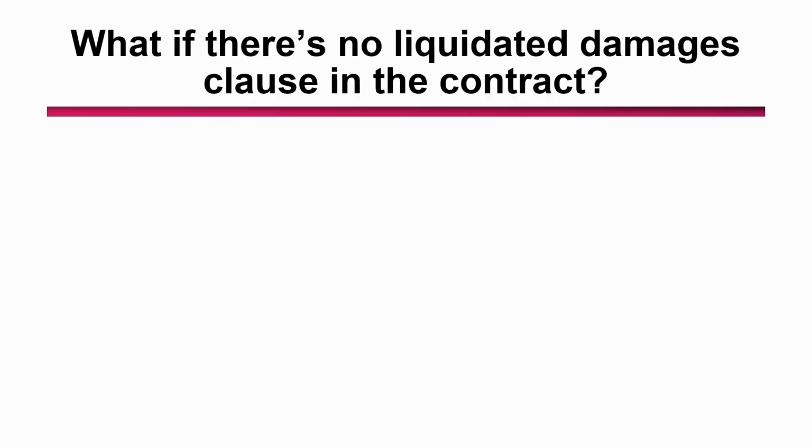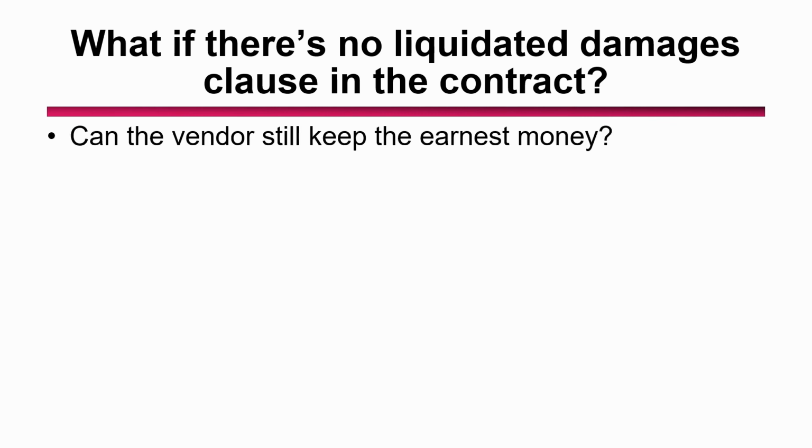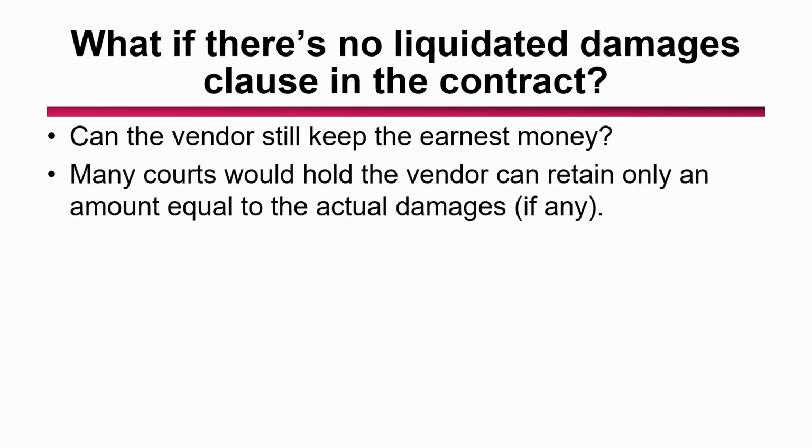Now suppose there's no liquidated damage clause in the contract at all. Earnest money is paid, but nothing in the contract says anything about it being considered liquidated damages. Can the vendor still keep the earnest money if the purchaser breaches? Well, the answer in most courts is no. The vendor can retain only the amount that's equal to the actual damages, if indeed there are any actual damages, and would have to give restitution of the rest of the money to the purchaser.